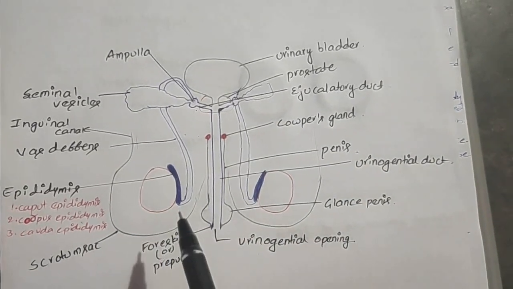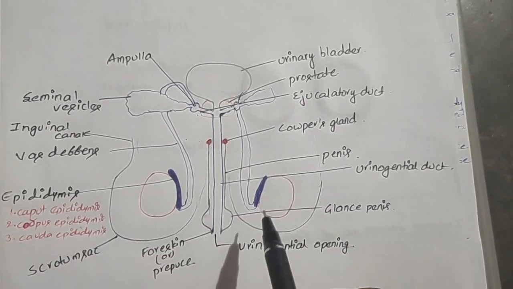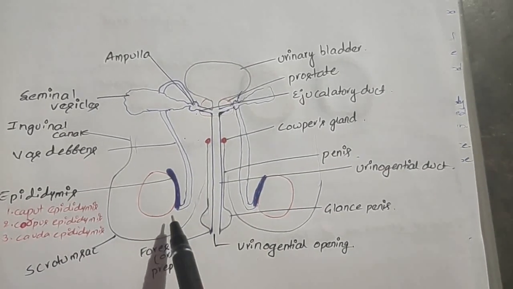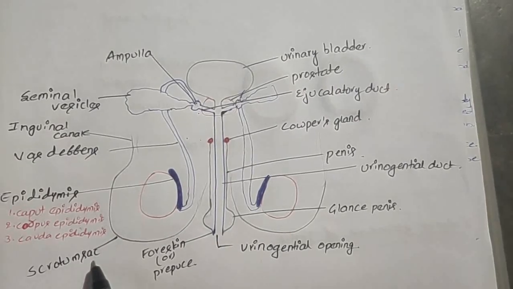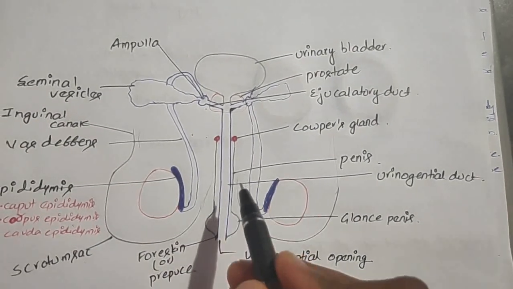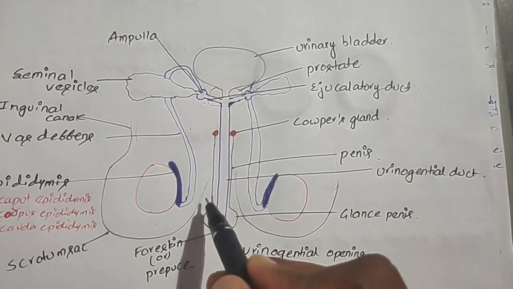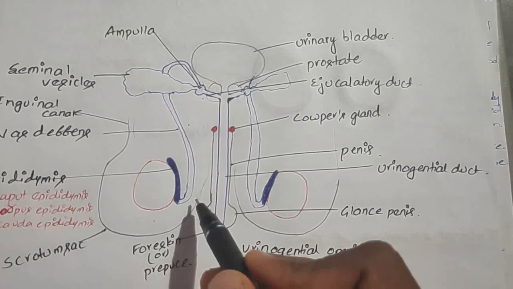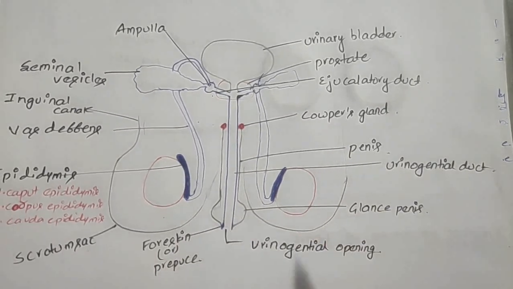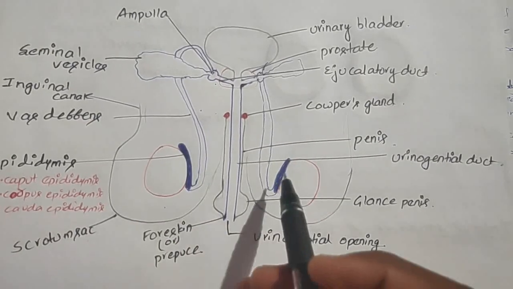Firstly, the primary sex organ, that is testis. A pair of testes is present in male human beings, and this testis is present in the scrotum sac. This scrotum sac is separated by thin membrane foldings known as the scrotum septum, and each scrotum sac contains one testis.